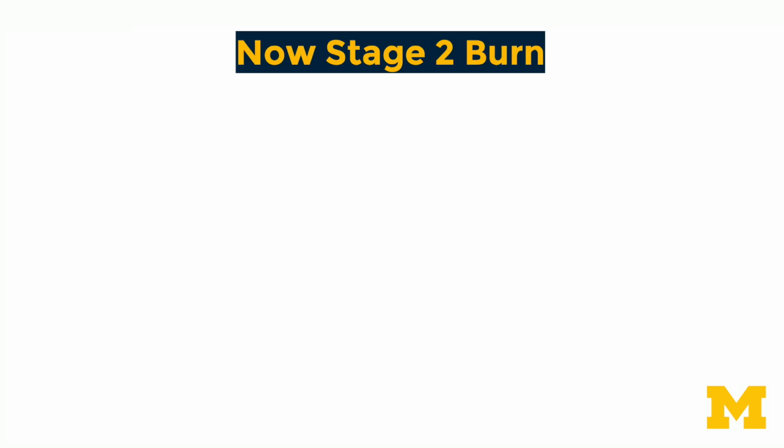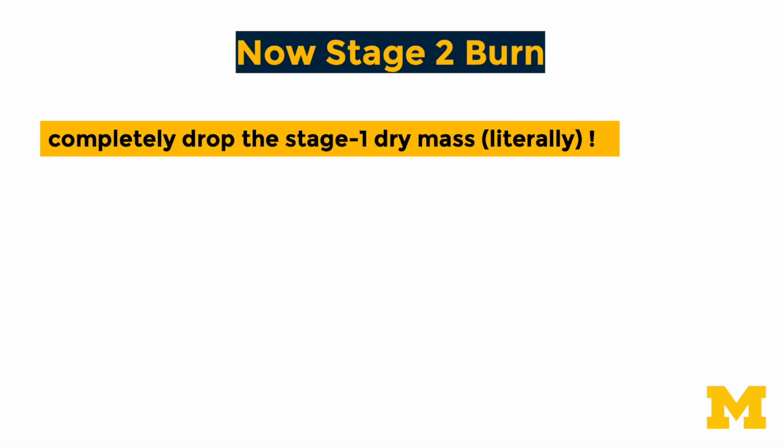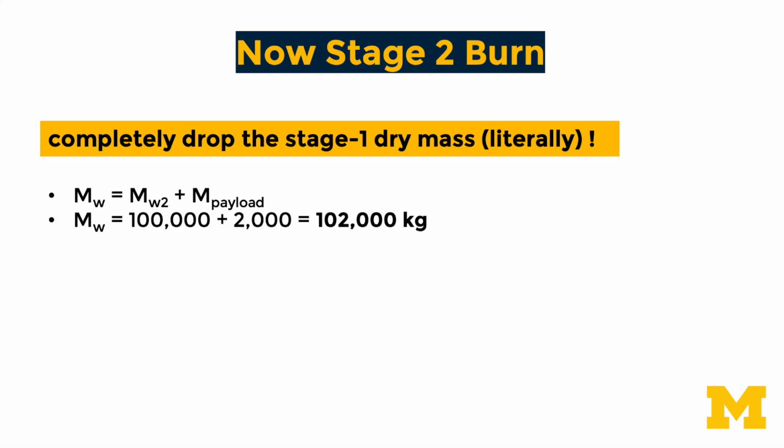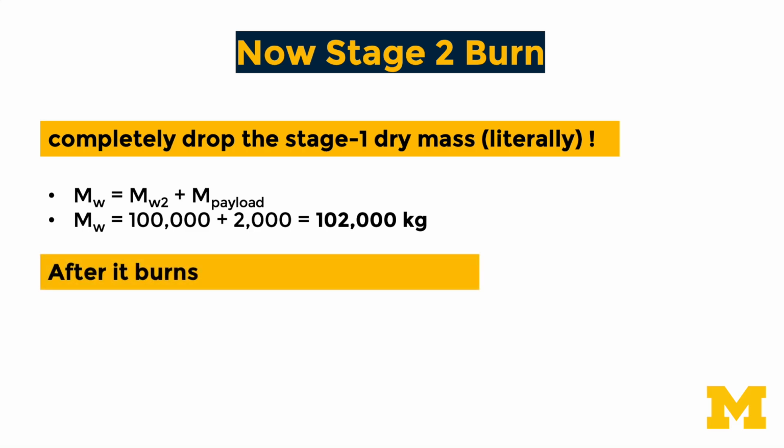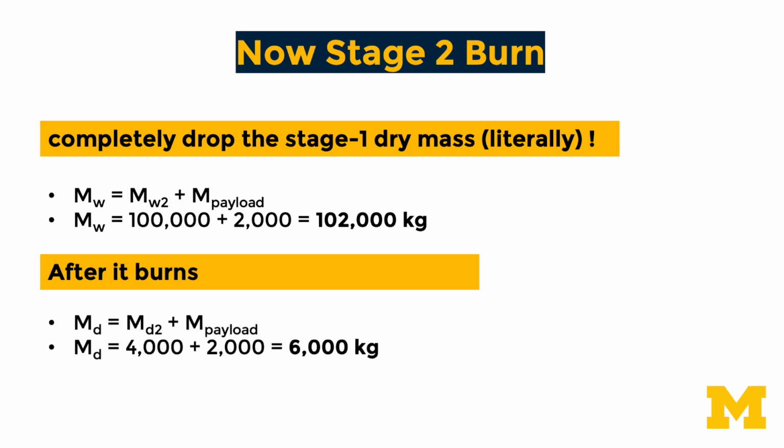So now if we do stage 2 burn, we completely drop the stage 1 dry mass. Then the wet mass of stage 2 is equal to the wet mass of stage 2 plus the payload, so that total is 102,000 kilograms. After it burns, we take the wet mass of the second stage and convert that to the dry mass of the second stage, and that is 6,000 kilograms. All right, 4,000 plus 2,000. The 2,000 is the payload.